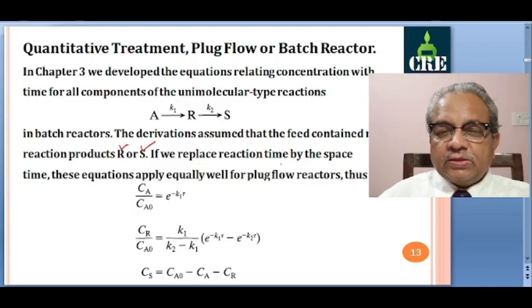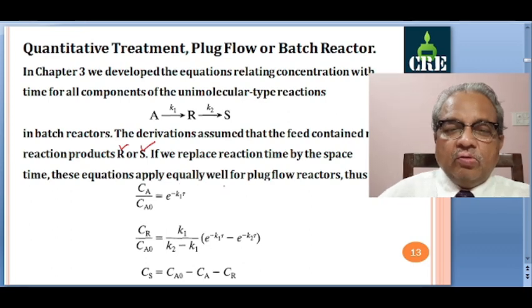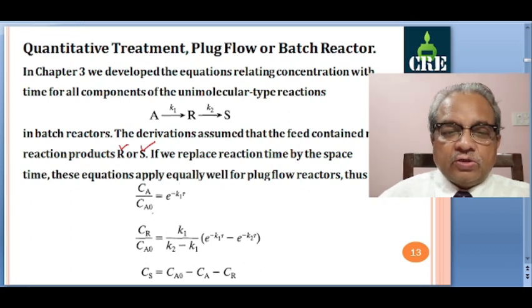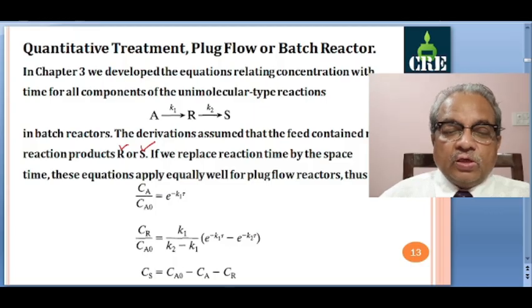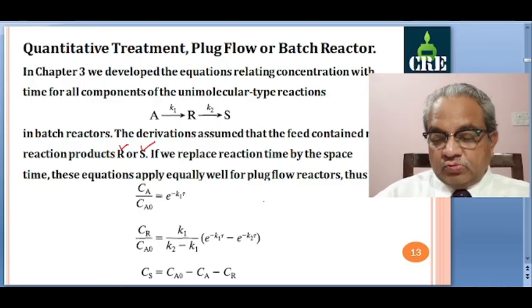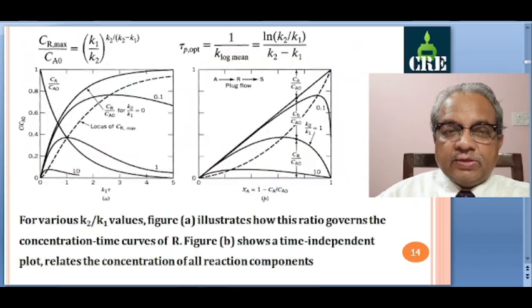If we replace the reaction time or batch time by space time, these equations are equally valid for plug flow reactor. So Ca by Ca0 is e raised to minus K1 t, and instead of t we are writing tau. Similarly, Cr by Ca0 is K1 by K2 minus K1 into e raised to minus K1 tau minus e raised to minus K2 tau. Cs we can get if Ca0 is known: Ca we have found from these equations, Cr from the second equation. So Ca0 minus Ca minus Cr, by difference, we find the concentration of S.